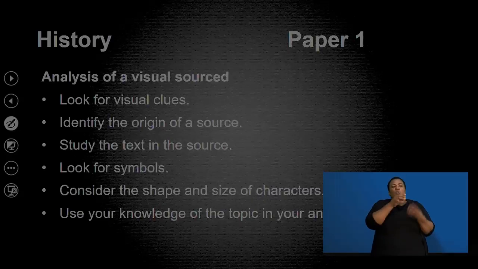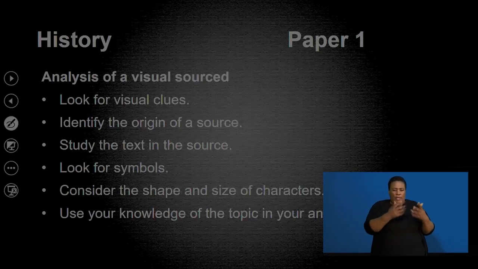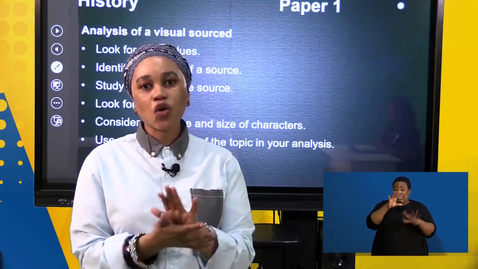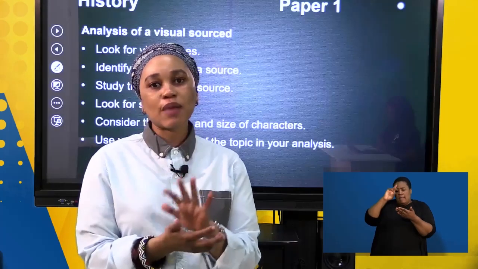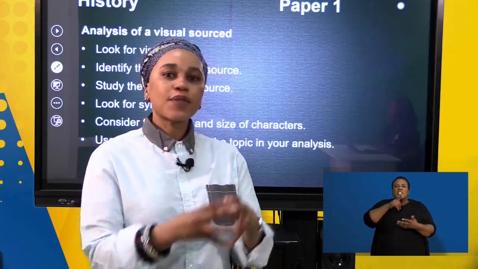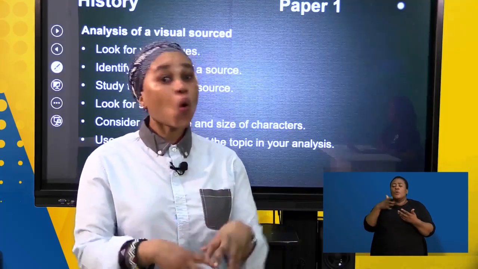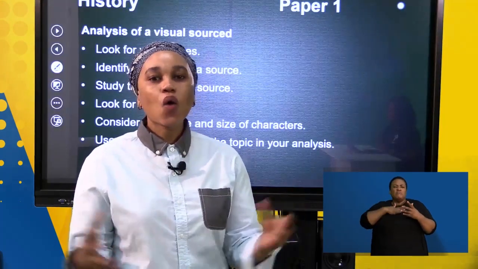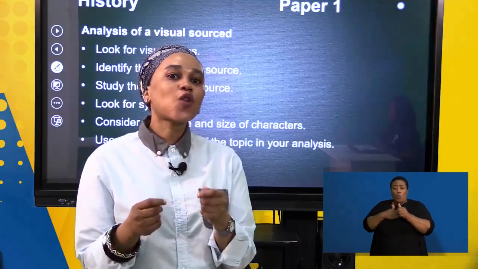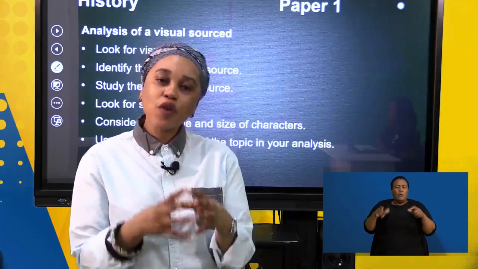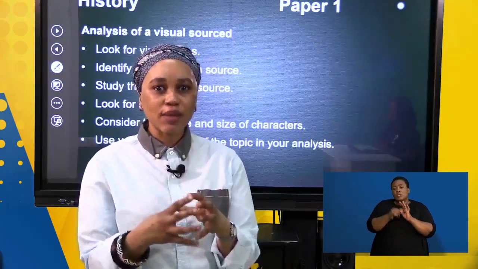You also need to consider the shape and size of the characters. This applies more specifically to cartoons, because remember I told you that a cartoon is drawn by a cartoonist to convey a particular message. If a cartoonist wanted to show that a leader of a country, or a country, was a bully, they're likely to show them as very big or as evil, to show that they were bad people or had bad intentions. So it's very important to look at all those symbols.